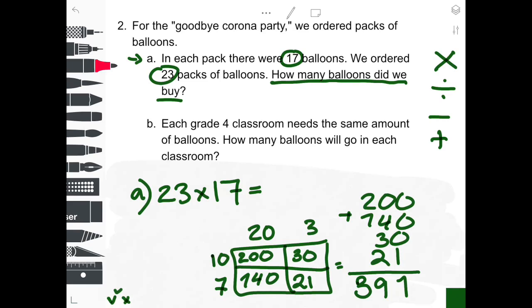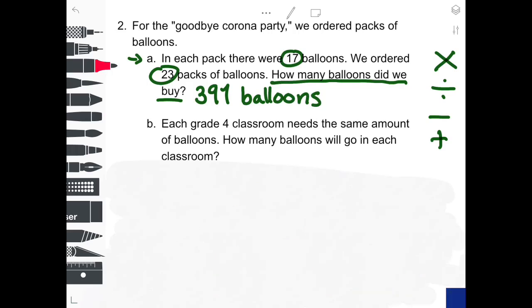So I can say, how many balloons did we buy? We bought 391. All right, let's look at question 2. Each grade 4 classroom needs the same amount of balloons. How many balloons will go in each classroom? All right, well, how many balloons do we have? We have 391 balloons.